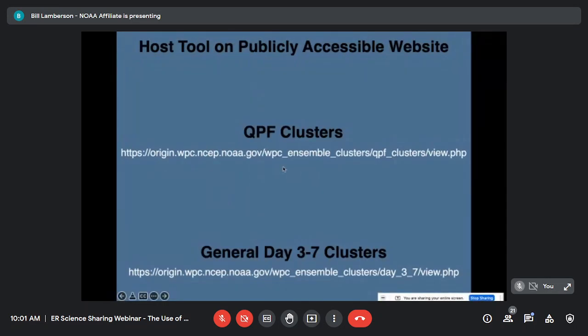So the last thing we wanted to do was host these tools on a publicly accessible website, and that's what we have done. So the QPF cluster website is basically similar to our general day 3 to 7 cluster website. Instead of day 3 to 7, it's just QPF clusters and then that view.php.